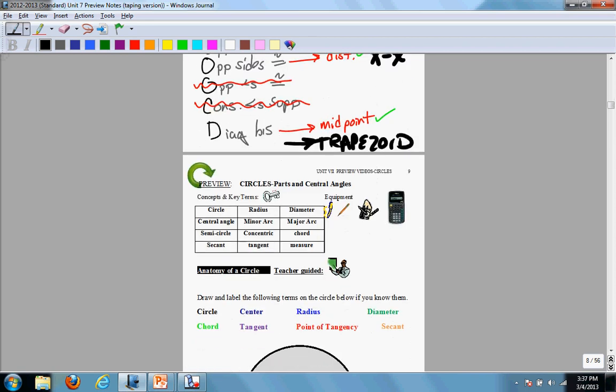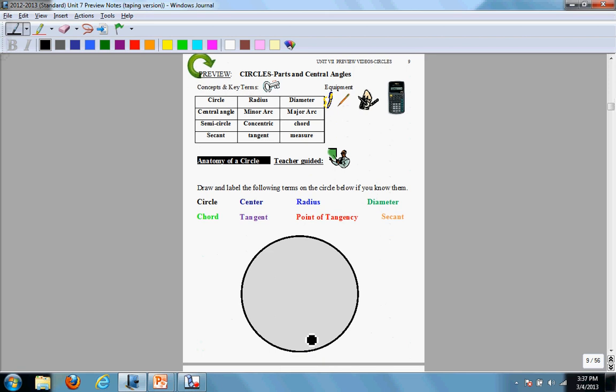Let's move on to today's material, which is super easy. We're going to introduce ourselves to circles. And by the end of today's lesson, you're going to know all these terms. Many of them you already know. Obviously, circle. The word radius, diameter, check these off as I read them. Central angle, minor arc, major arc, semicircle, concentric, a chord, a secant, tangent, and the word measure.